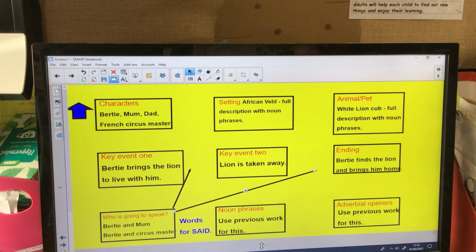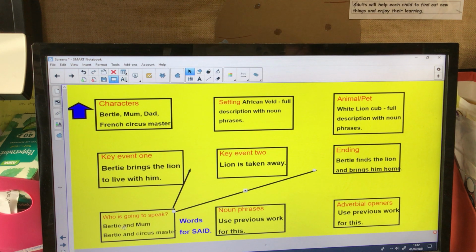The other things that are important in this story are the things that we've been learning in our English. So you are going to have some speech in this story. Who is going to speak? You need to think who is speaking and why are they going to speak? It needs to be purposeful. They need to have conversations.